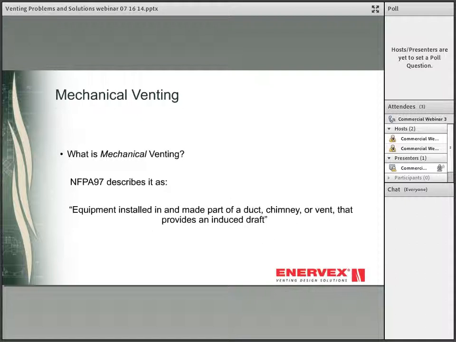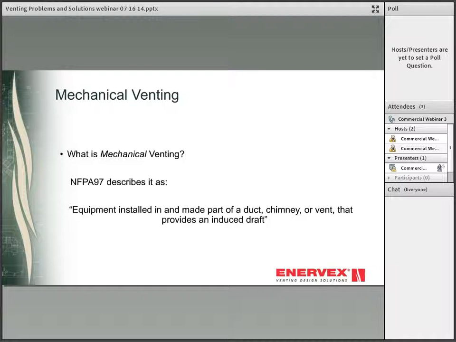So now, what is mechanical venting? Well, the definition of mechanical venting can be found in NFPA 97, which is the standard relating to chimneys, vents, and heat-producing appliances. That provides an induced draft.